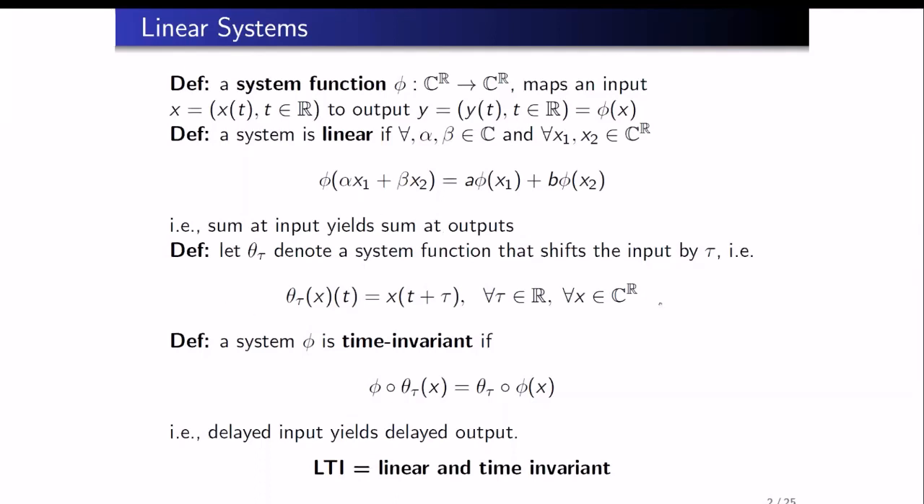And time invariant means that if you shift the input by time tau, the output also shifts by the same interval. So a system is time invariant if you shift a signal by tau and apply it to the system, you can expect that you will get the normal output shifted by tau. And if a system has both qualities, linear and time invariant, then it's an LTI system.